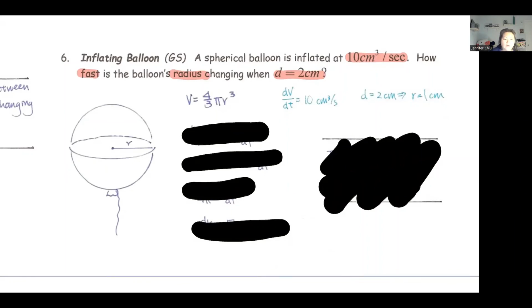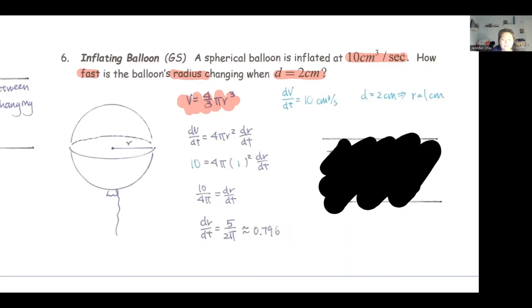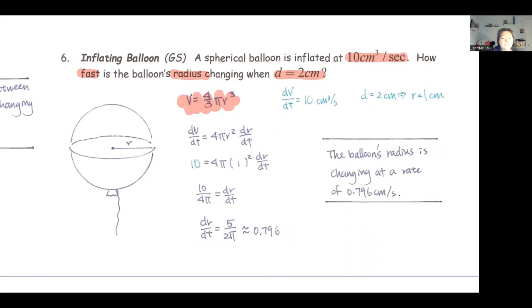Now I can take the derivative of the volume function that I've set up for my sphere. If you take the derivative, you get dV/dt equals 4 pi r squared dr/dt. Now I can plug in everything I know. I know my dV/dt, and I know my radius is 1 at this point. So go ahead and plug it all in. Clean that up as much as you can, and the calculator should give you 0.796 for your answer. So the rate at which the radius is changing is about 0.796 centimeters per second. Okay, that's it.